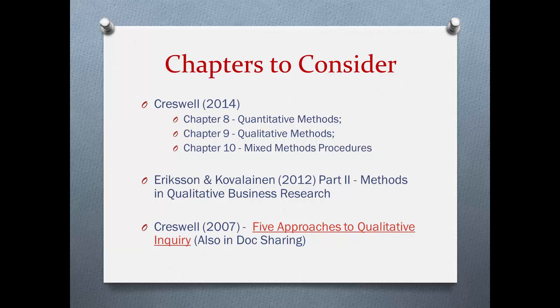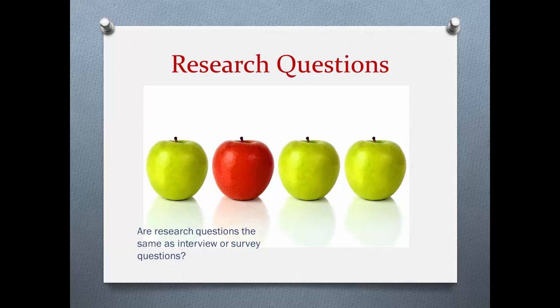Some of the readings that you should consider reviewing would include, from the textbook, the Creswell textbook, chapters 8, 9, and 10 on quantitative, qualitative, and mixed methods research. If you purchase the optional text, the Erickson and Colevian, there's an entire section, part 2, on methods of qualitative research in business. And then in doc sharing, there's a document called 5 Approaches to Qualitative Inquiry, and that's by Creswell.